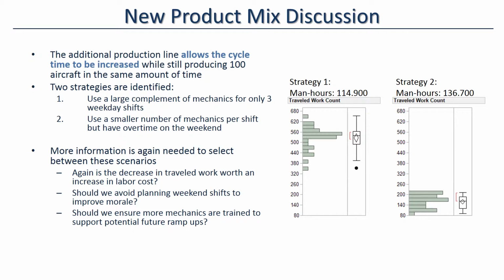Okay, for this new product mix, the additional production line allows us to increase our cycle time while still producing the same number of aircraft. We've identified 2 strategies: using the large complement of mechanics for only 3 weekday shifts, and, similar to the baseline scenarios, a smaller number of mechanics per shift but with overtime. Again, we need some more information about the trade-offs between additional workers and traveled work costs, and also whether we should avoid planning weekend shifts, or ensure we hire new mechanics to prepare for future ramp-ups.